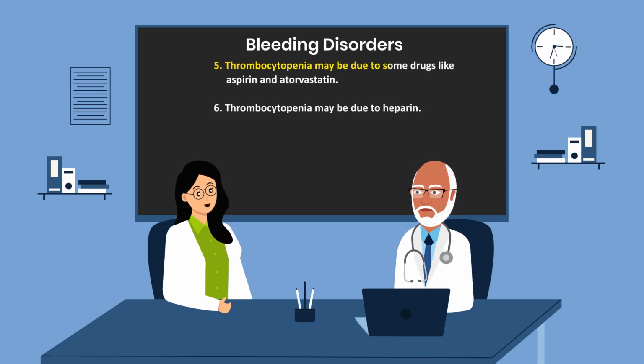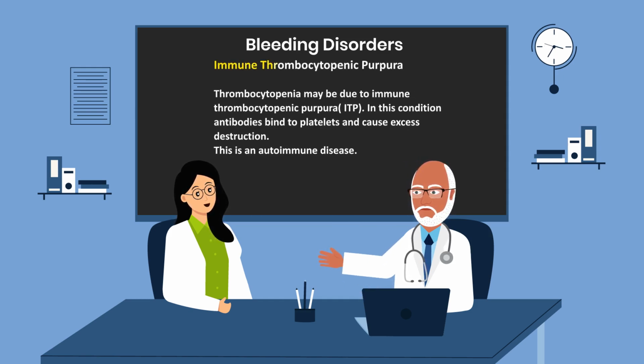Thrombocytopenia may be due to some drugs like aspirin and atorvastatin. And finally, thrombocytopenia may be due to heparin. Let's talk about immune thrombocytopenic purpura, or ITP. Thrombocytopenia may be due to immune thrombocytopenic purpura, ITP.